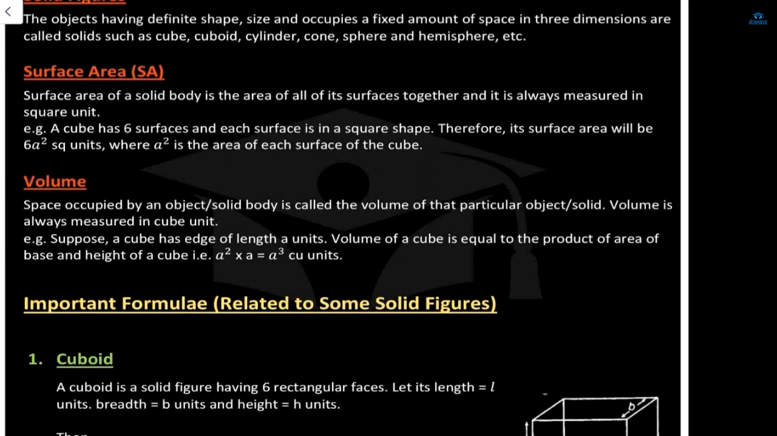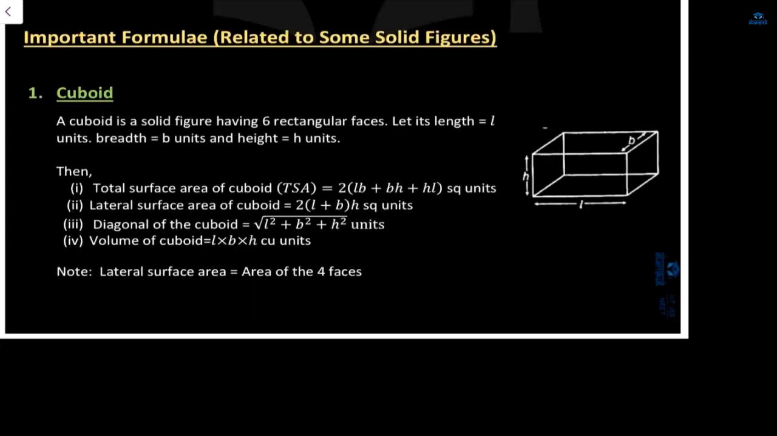Now volume. Volume means how much space that particular solid object is using, or how much you can keep inside that particular object. That is the volume. Since volume is the complete space in 3 dimensions, the unit will be cube unit. Understood? Now let's see the first figure that you can see here, which is a cuboid.